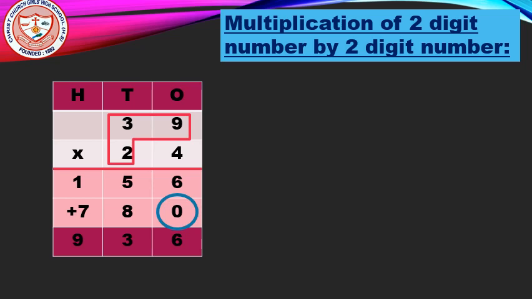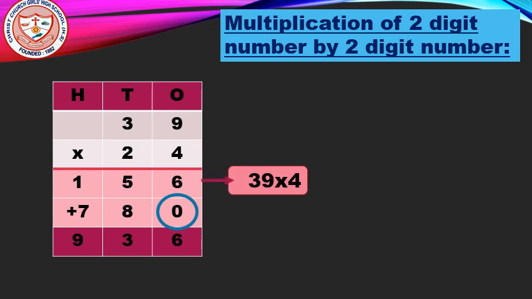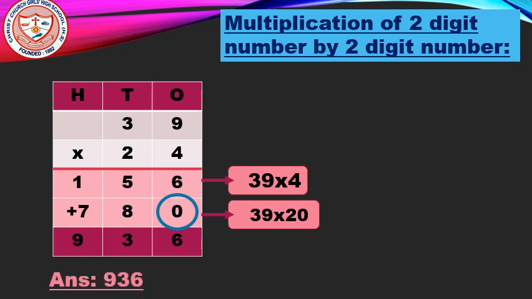In step 3, we are going to add these two products. The first product is 39 into 4 and the second product is 39 into 20. So if we add these two products, we are getting 936. So this is the answer, girls. We are going to write answer 936. Clear?